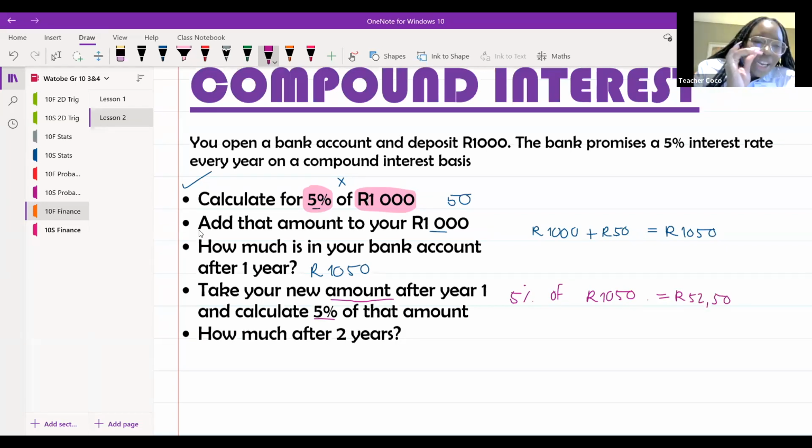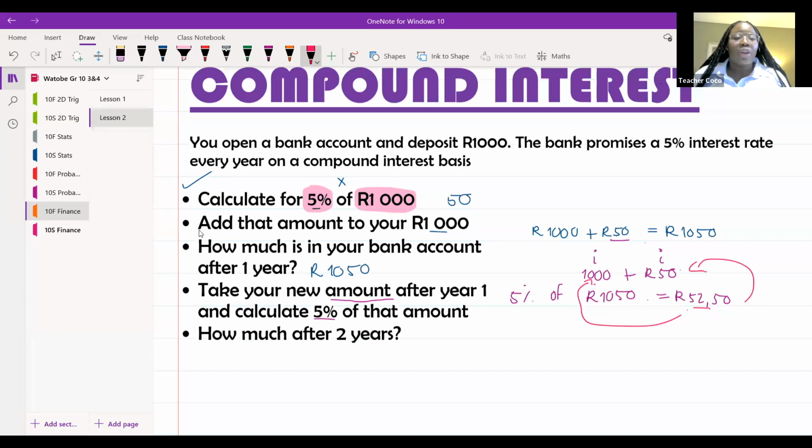Now, I've made a little bit more than I did in year 1, because in year 1, I only made 50 Rand. But in year 2, what I'm earning interest on is first the 1,000 Rand that I put in, plus the interest on that extra 50 Rand that I put in, interest on both of these things. So the 50 Rand is from the 1,000, and that 2.50 Rand is the interest from my 50 Rand. So I'm earning interest on the interest that I've already made as well.